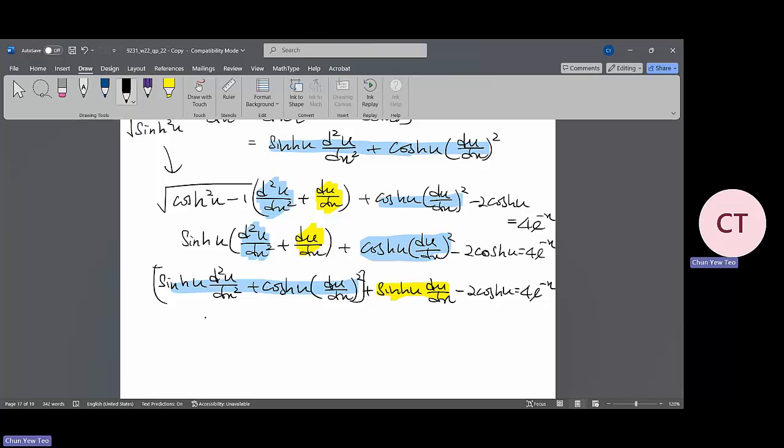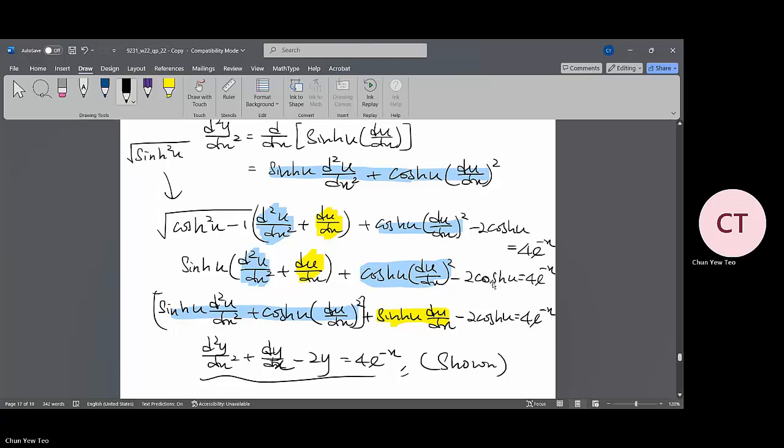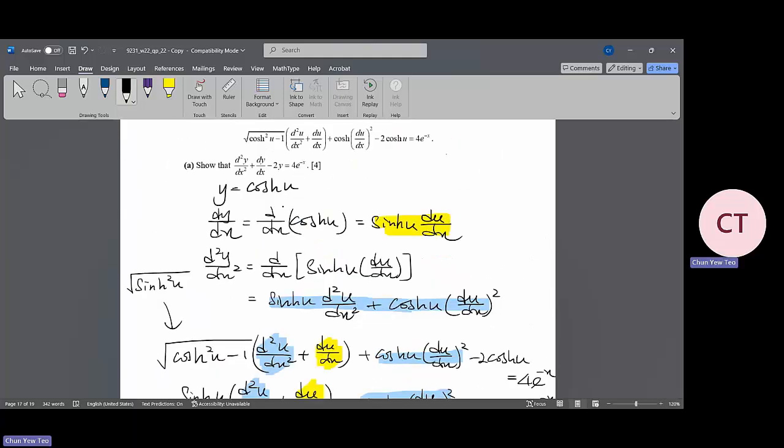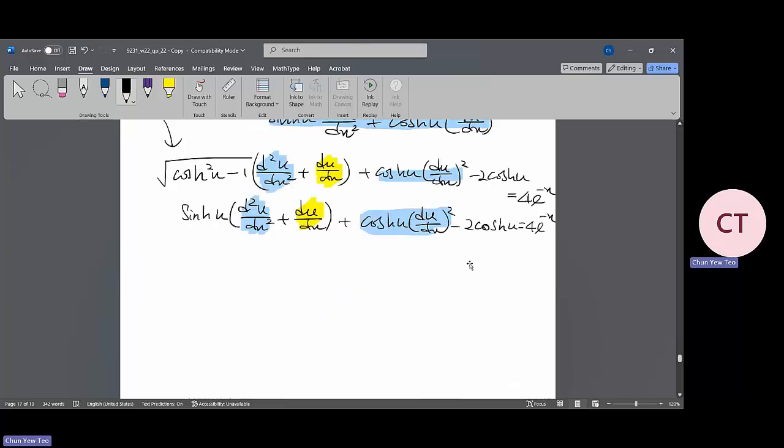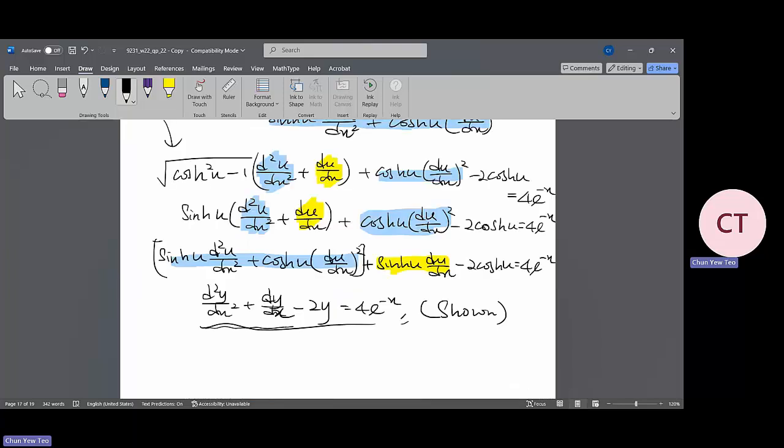So this one will be the same as d²y/dx² plus dy/dx minus 2y is equal to 4e^(-x), as shown. Okay, so this is how you show the result. That means solving these equations is the same as solving these equations.